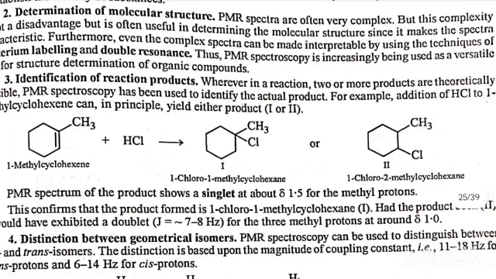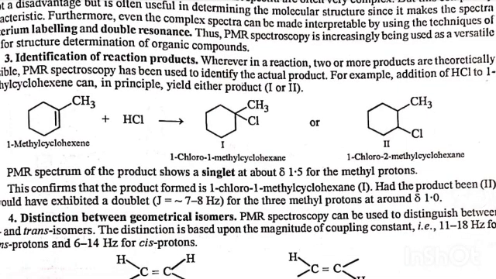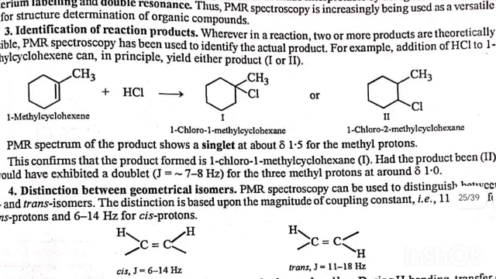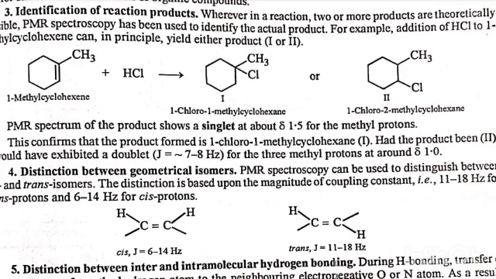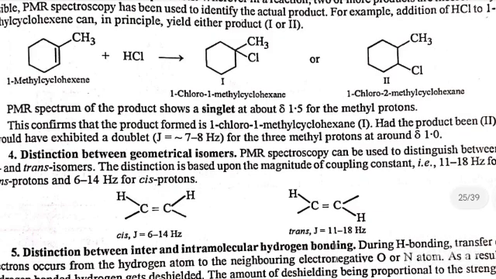Thus, PMR spectroscopy is increasingly being used as a versatile tool for structure determination of organic compounds and identification of reaction products. Wherever in a reaction two or more products are theoretically possible, PMR spectroscopy has been used to identify the actual product. For example, addition of HCl to 1-methylcyclohexene can in principle yield another product. This confirms that the product formed is 1-chloro-1-methylcyclohexane. Had two products been formed, it would have exhibited a doublet for the 3 methyl protons at around delta 1.0.